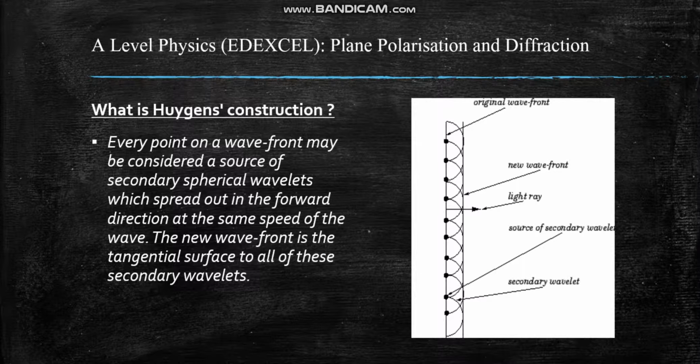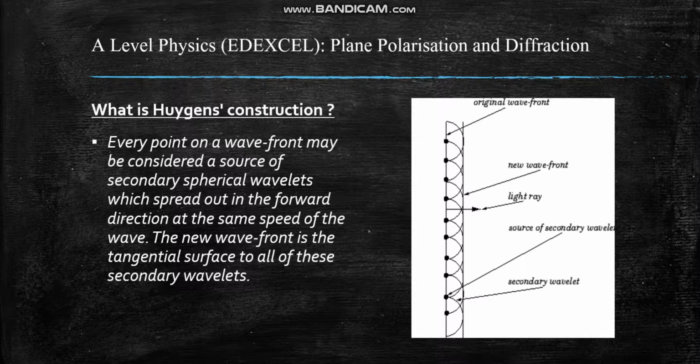Moving on, we need to take a look at what Huygens construction is. So Huygens construction states that every point on a wavefront may be considered a source of secondary spherical wavelets which spread out in the forward direction at the same speed of the wave. And the new wavefront is the tangential surface to all of these secondary wavelets.